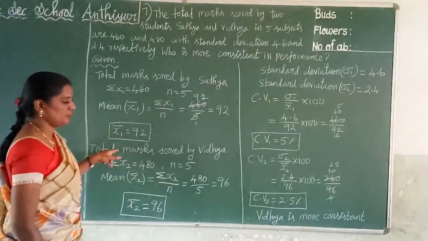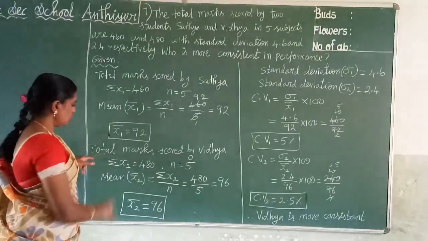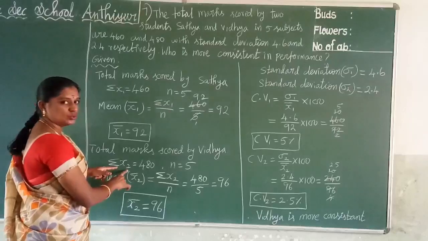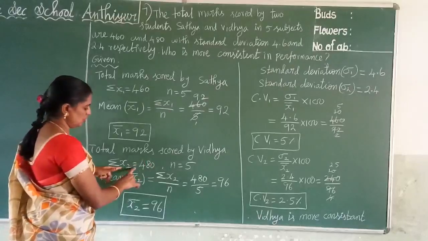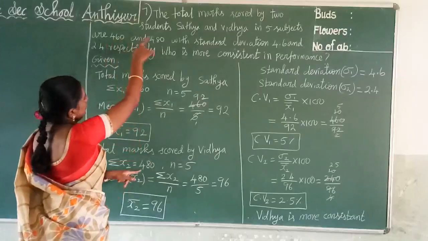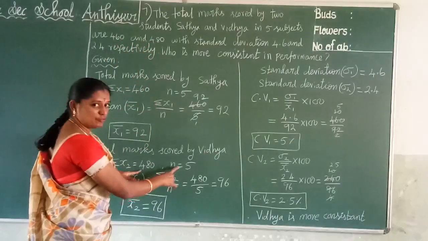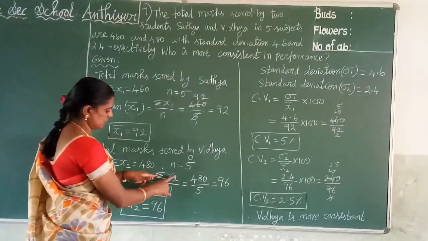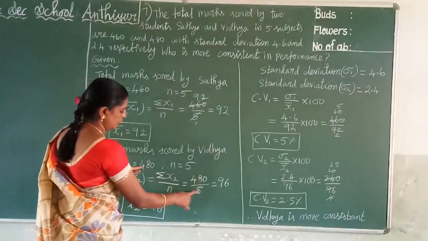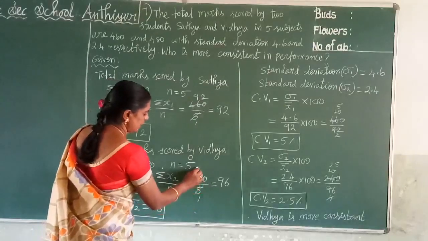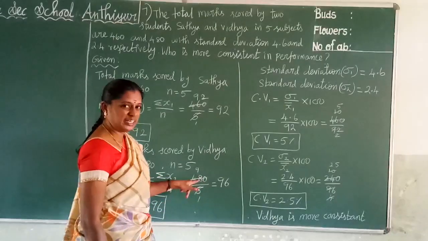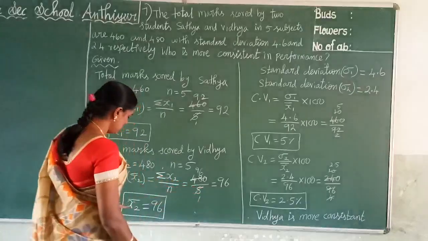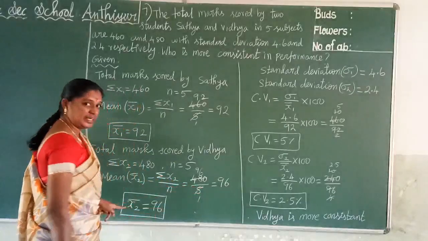The same thing you have to do to find Vidya's mean. So the total marks scored by Vidya, that is summation x2, for the second person, we consider x2 equal to 480. That is the total given, 480. The number of subjects is 5. So the mean of the second person, x2 bar, is equal to summation x2 by n, which is 480 by 5. 1 5 is 5 here. 9 5s are 45. Remainder 3. 30 means 6 5s are 30. So totally 96. So x2 bar is equal to 96.